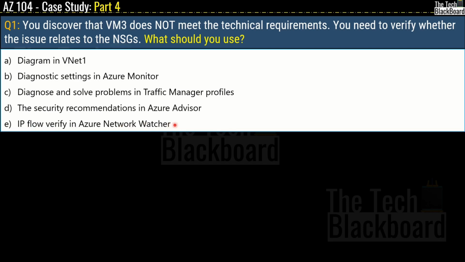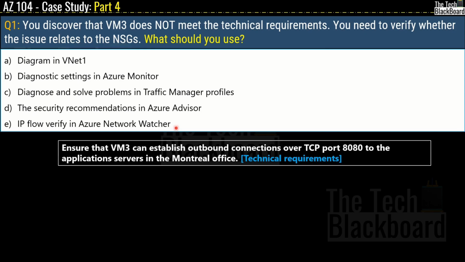Now let me show you what technical requirement are we talking about. Here it comes. We can see that as per the question, we need to ensure that VM3 can establish outbound connections over TCP port 8080 to the application servers in Montreal office. This was given in technical requirements, and now the question says that VM3 is not able to meet this technical requirement. And we need to figure out whether this issue relates to the NSG or network security groups or not. And the best way to do that is use the IP flow verify in the Azure Network Watcher.